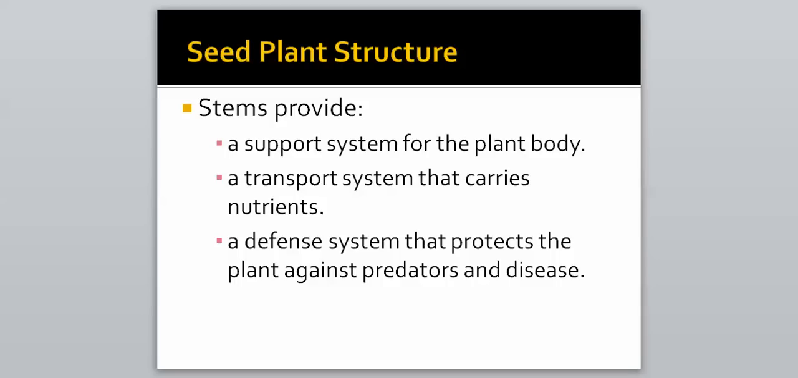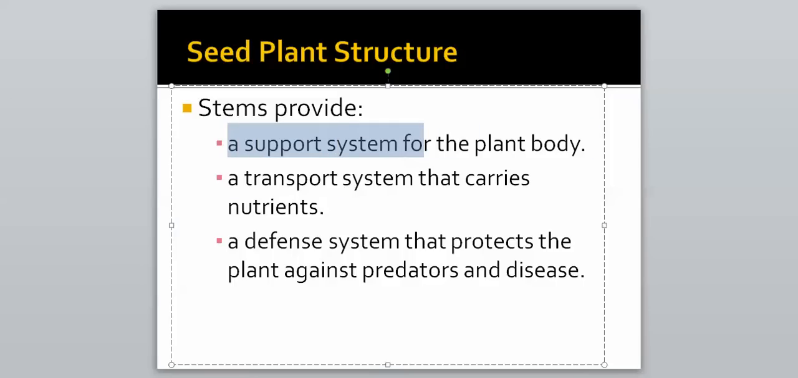So if we don't know what the stem of a plant is, it's kind of just like what our leaves are always branching off of and things like that. So there's their three functions. They support the system for the plant body, so that would be maybe like our xylem and our phloem and things like that. And the transport system that carries nutrients, the defense system that protects the plant against predators and disease. So that is all the functions of the stem.